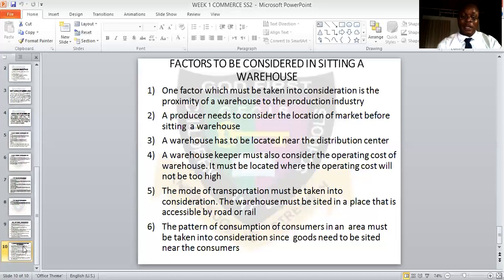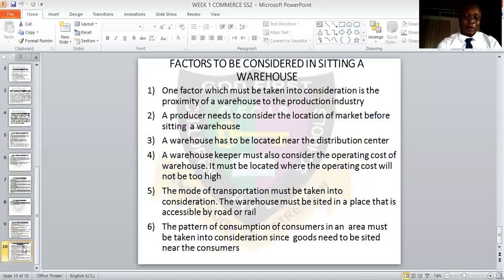Then a producer also needs to consider the location of the market before siting a warehouse. So if you want to set up a warehouse, make sure that you locate it very close to the market. Then number three, a warehouse has to be located near the distribution center, as I told you, the example of Coca-Cola. So set it up very close to the distribution center so that your consumer or customer can be able to get the goods.